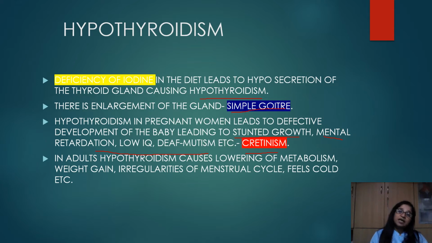Right. Adults can suffer from hypothyroidism later on too. In such a case, because the thyroid hormones show their action on the metabolism, there will be lowering of the metabolism, weight gain, irregularities of the menstrual cycle, the person will feel cold and so on. So these are a few of the symptoms that you get whenever there is a hyposecretion of our thyroid hormones or hypothyroidism. We need to remember simple goiter and cretinism as well.